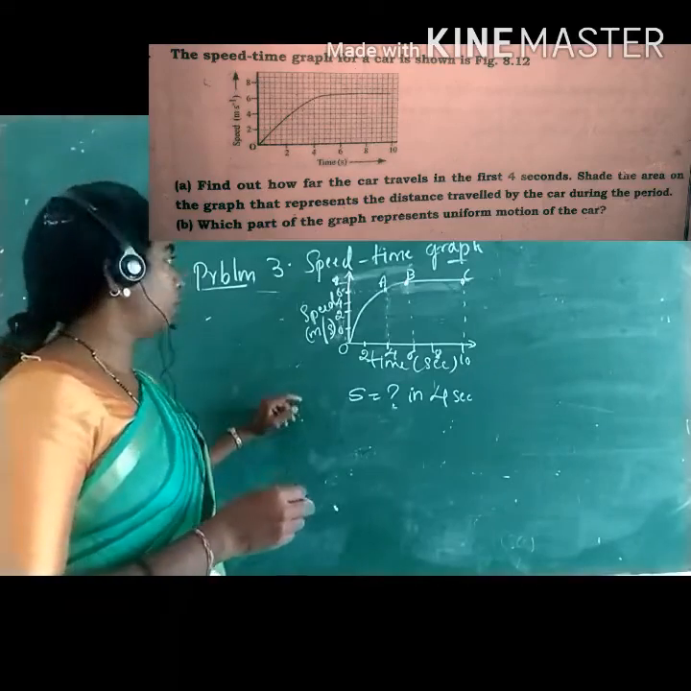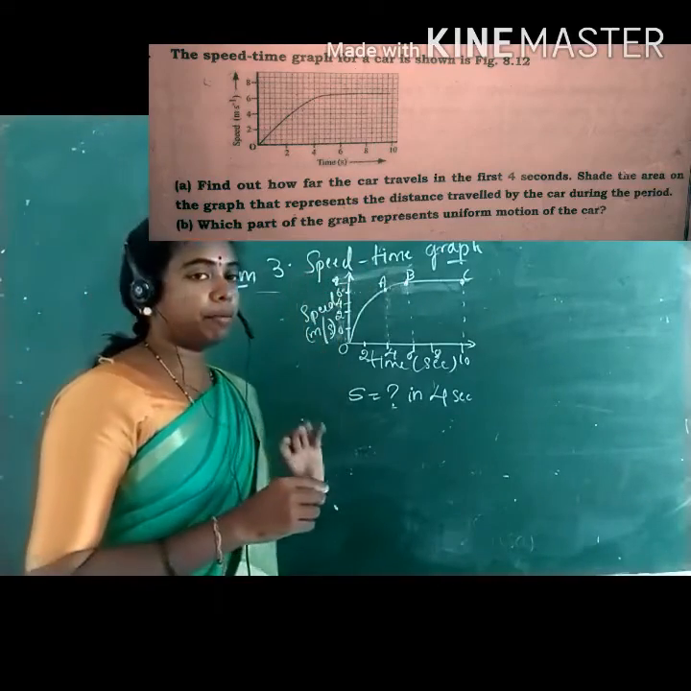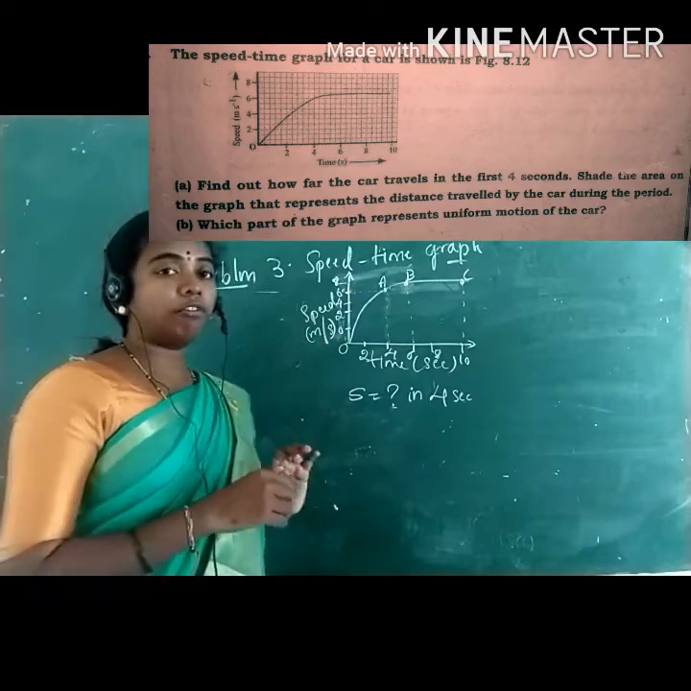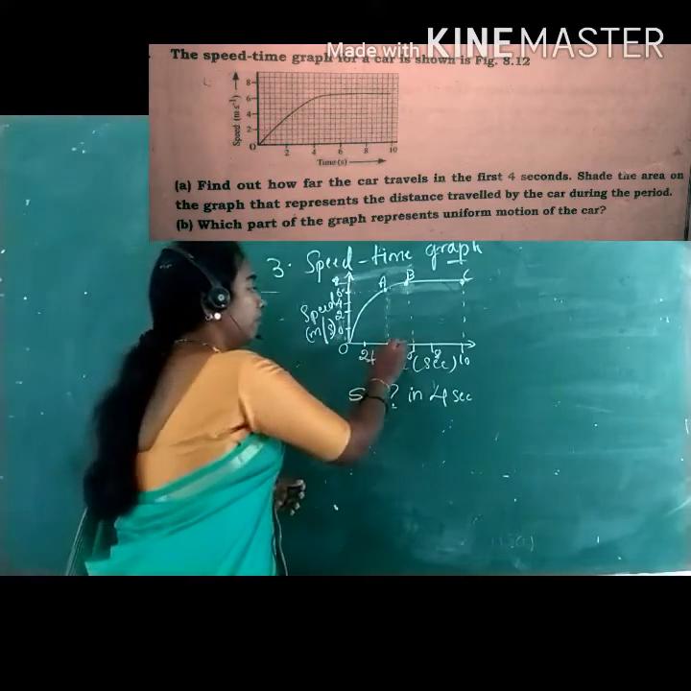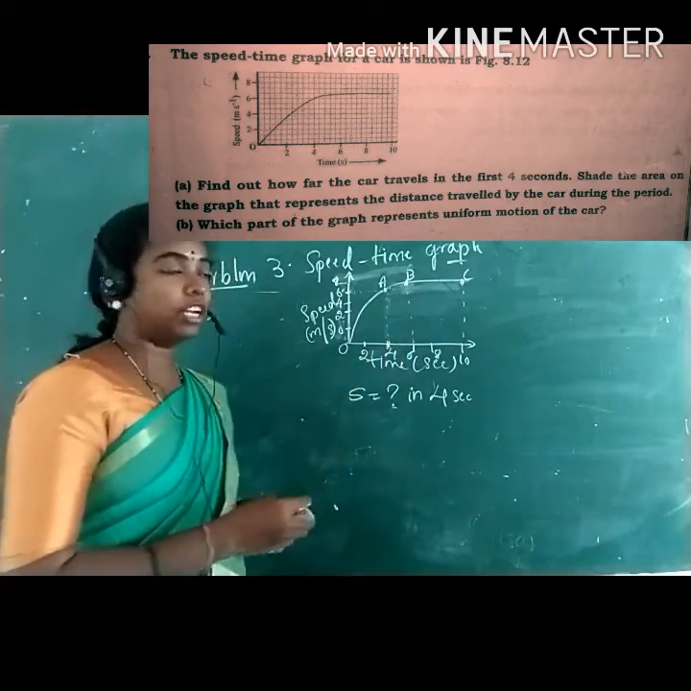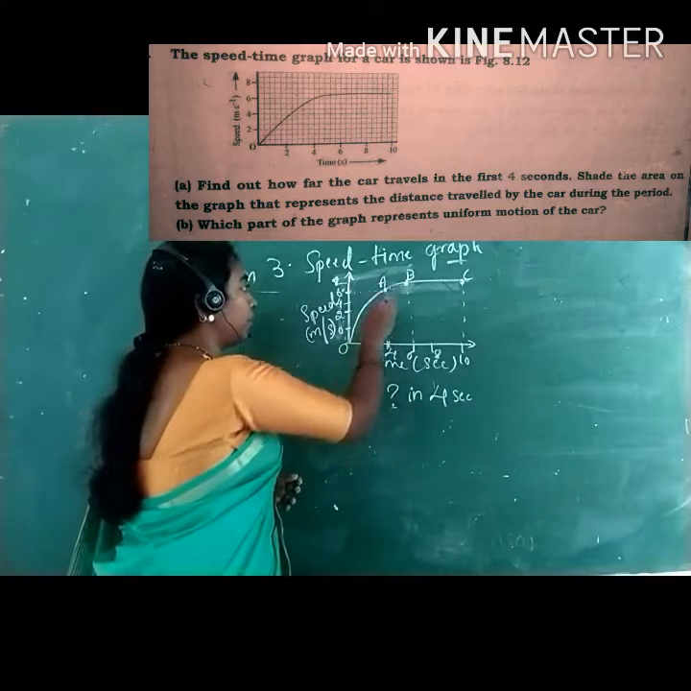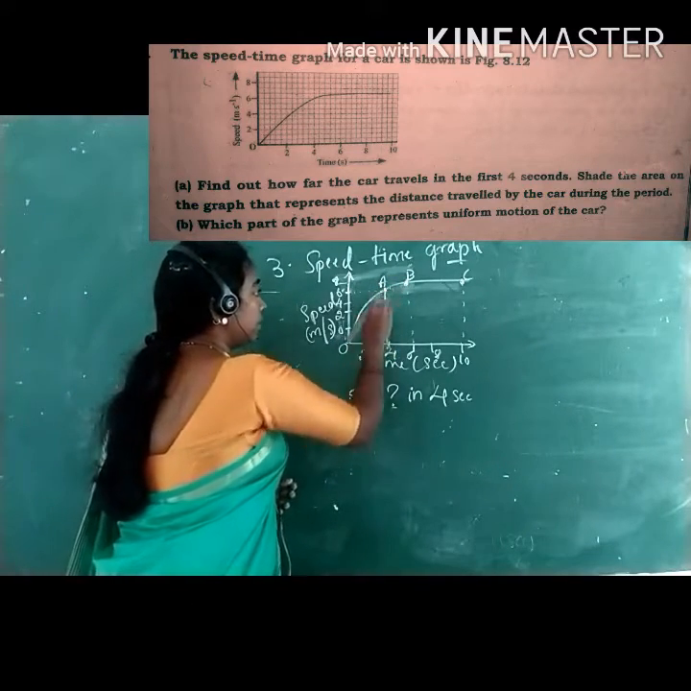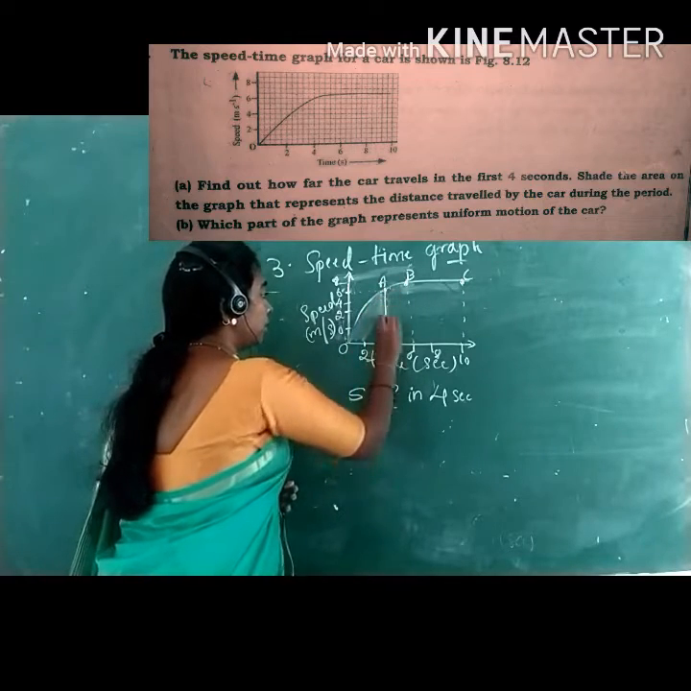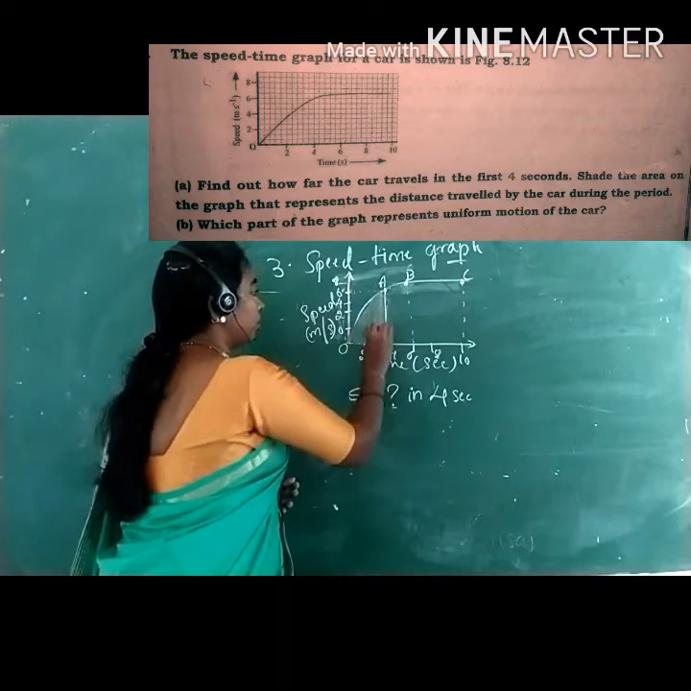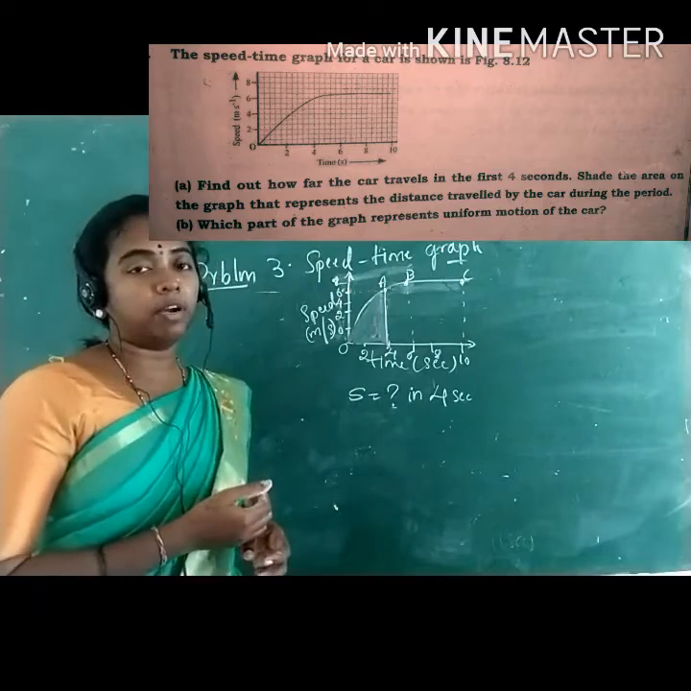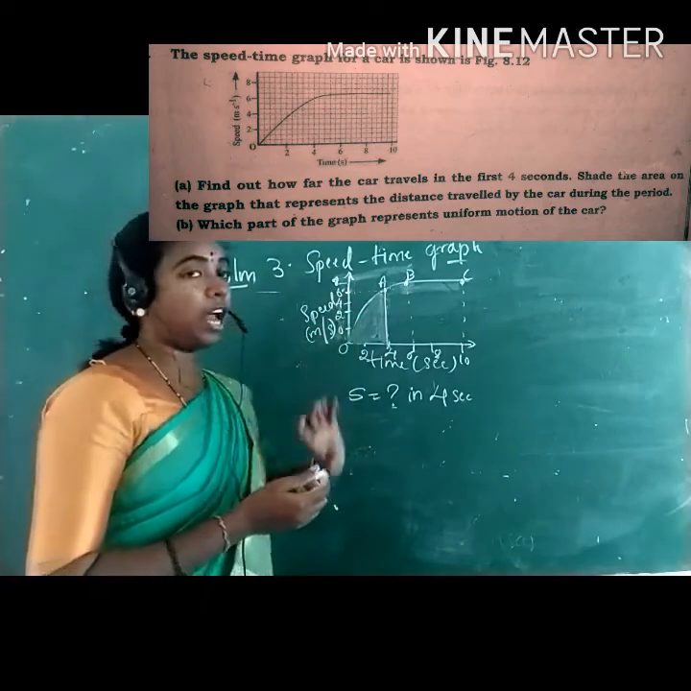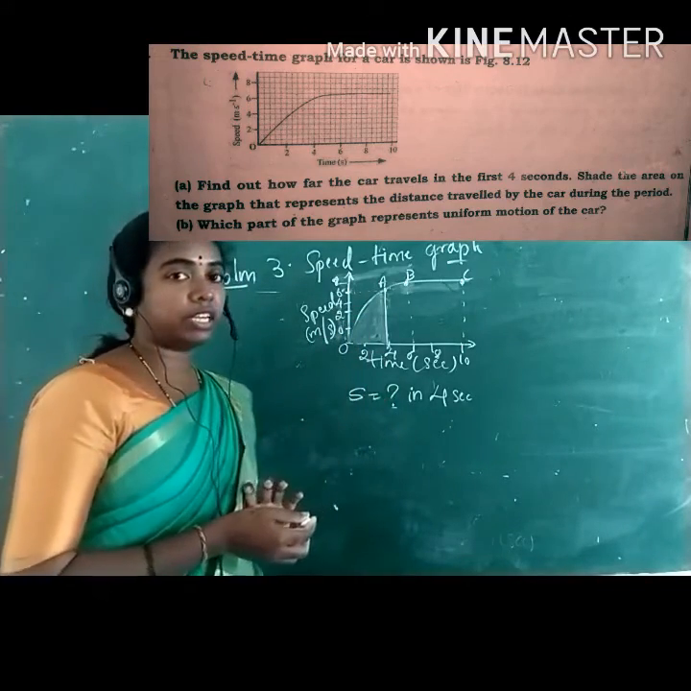Let us solve one problem about the speed time graph. Here they asked how far the car travels in 4 seconds. From the diagram you can observe it is given by the curve 0 to A. Till here this is the shaded portion. This shaded portion gives you the distance travelled by the car within 4 seconds.